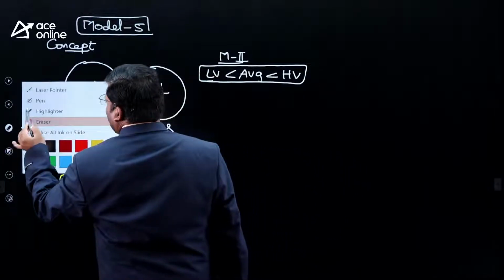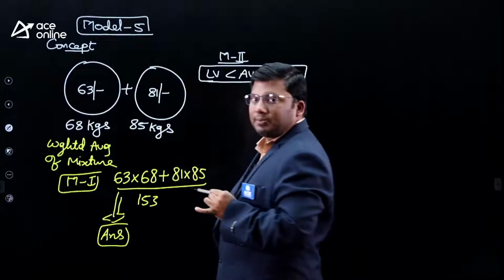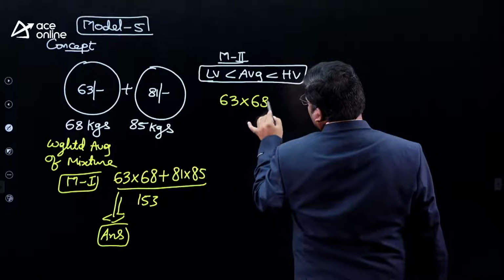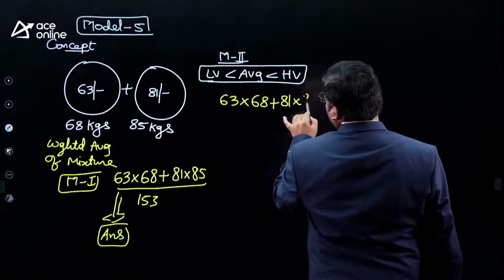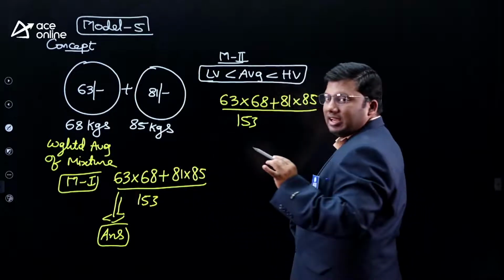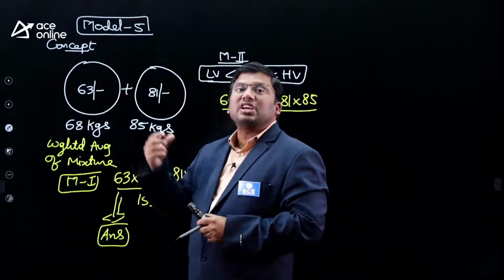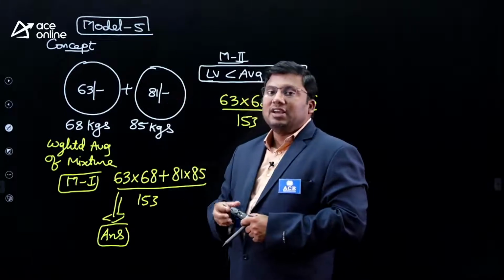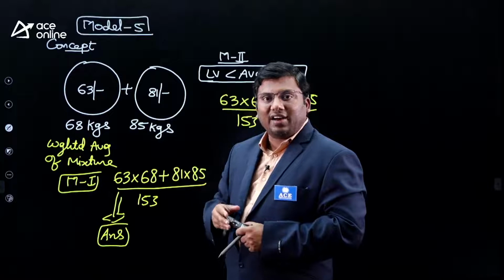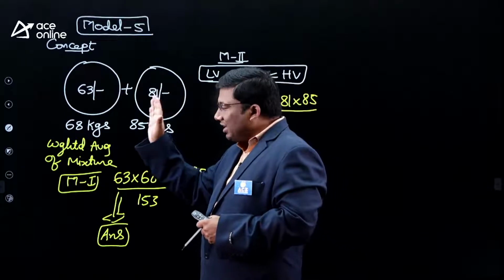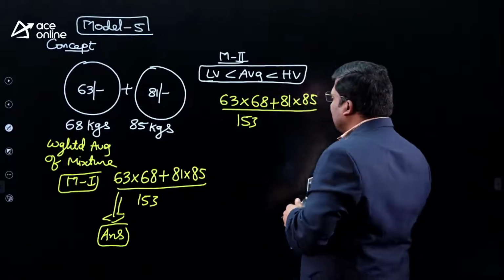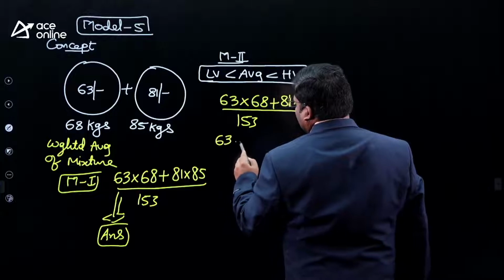Now see here. How am I solving this question? This will reduce our steps. 63 into 68 plus 81 into 85 divided by 153. You don't need to calculate the entire thing. What is the lowest value? 63 rupees per kg. What is the highest value? 81 rupees per kg. Can I say average is greater than 63, greater than the lowest value? Can I say average is less than the highest value? Average lies between 63 and 81.